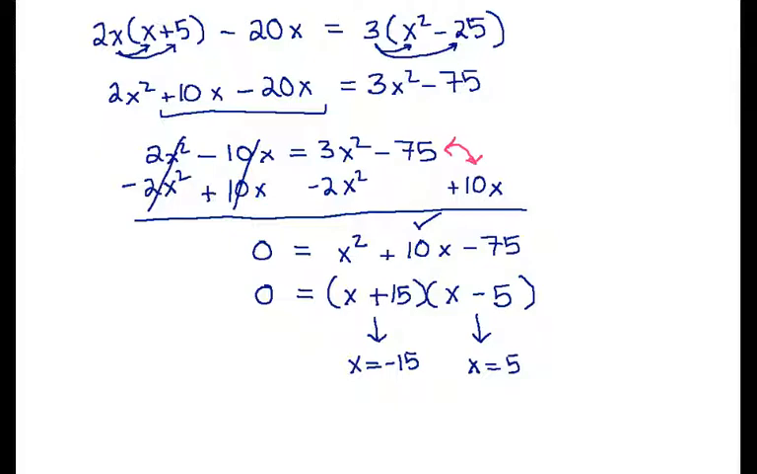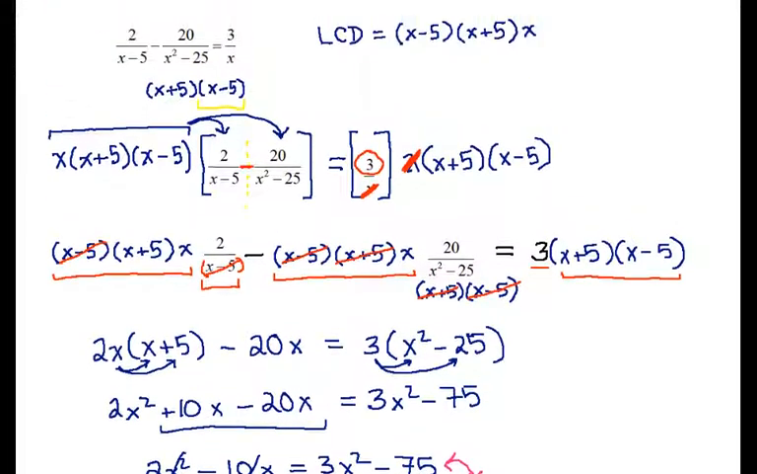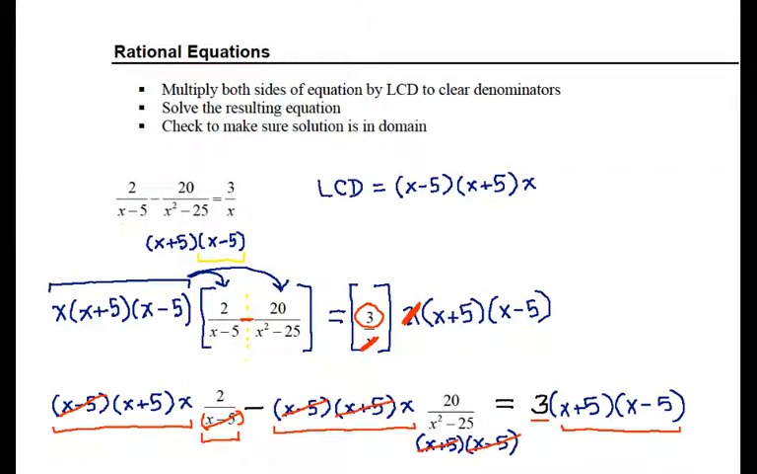Okay, we're not quite done with this problem. Let's look back at our list of steps at the very beginning, which says we want to multiply both sides of the equation by the LCD to clear the denominators. We did that. We solved the resulting equation, which in this case turned out to be quadratic. We still have to do this last step, which is to make sure that the solution is in the domain.